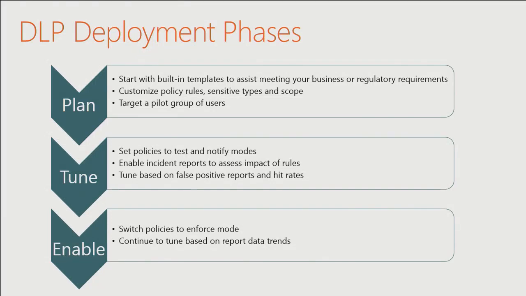So the planning stage really starts off with seeing what built-in type closely relates to what you're trying to do, so which policy template meets your business or regulatory requirements the closest, and starting from that point. Then you go ahead and customize these policy rules, sensitive types, and scopes to see how can I actually target the right users in the organization, the right contextual interaction of the policy. And then finally, we usually recommend having more of a target pilot group of users to target your policies for, to get a little bit more familiar with how this works in your organization.